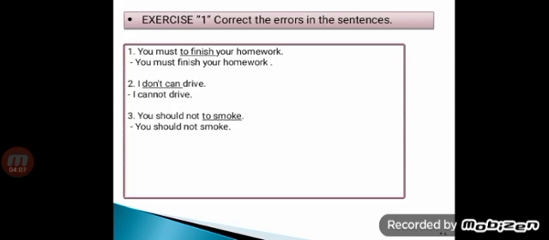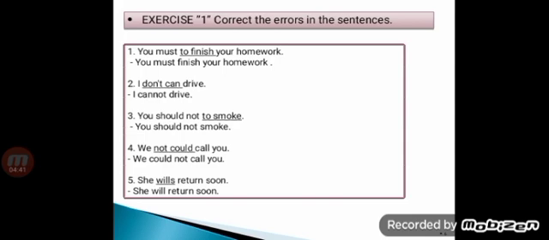Number 4. We not could call you. It's wrong because not goes after the modal. So the right is, we could not call you. Number 5. She will to return soon. That's wrong because modal verbs are followed immediately by the simple form of a verb. So the right is, she will return soon.